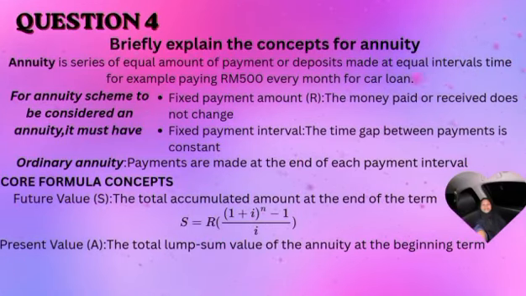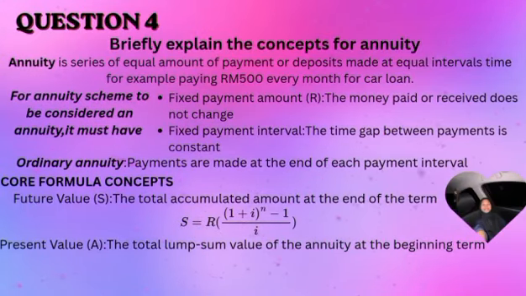For a scheme to be considered an annuity, it must have, first, a fixed payment amount, which means the money paid or received does not change. Second, a fixed payment interval, which means the time gap between payments is constant. Then we have ordinary annuity, which means payments are made at the end of each payment interval.